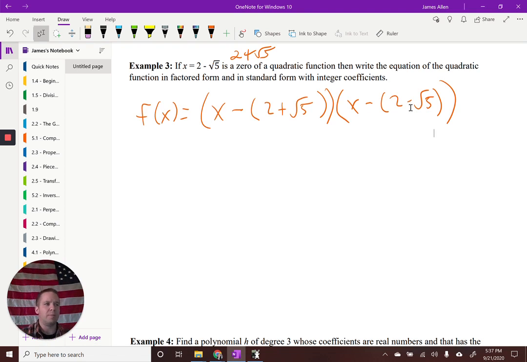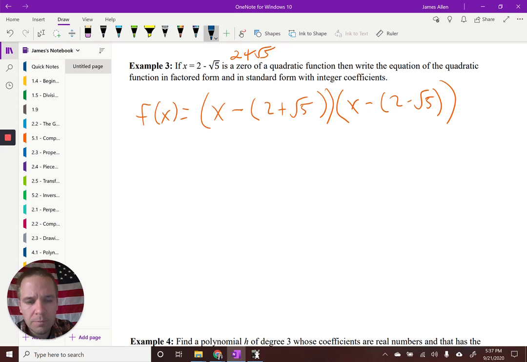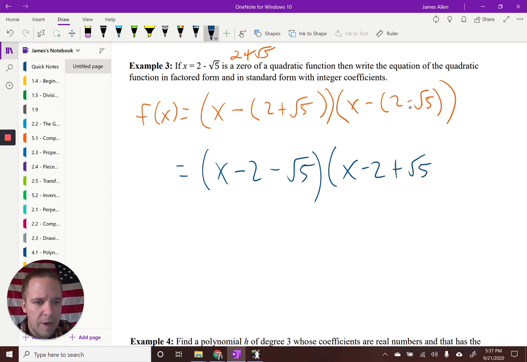So we're going to clean it up a little bit. What I like to do here, I'll switch colors now for the bonus algebra, is I like to do a little bit of creative grouping here. First off, we're going to distribute that negative, so x minus 2 minus root 5, and then here will be x minus 2 plus root 5. Okay, so I've taken care of the inner parentheses. Now what I want to do is notice how we have an x minus 2 in each one of these factors. What I can do is I can actually group these two and these two.